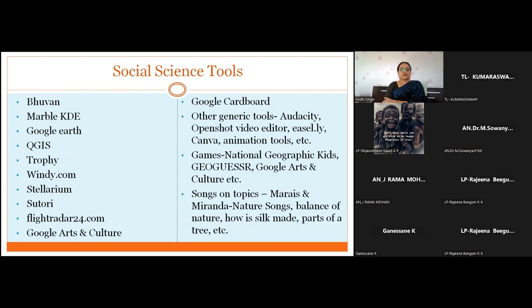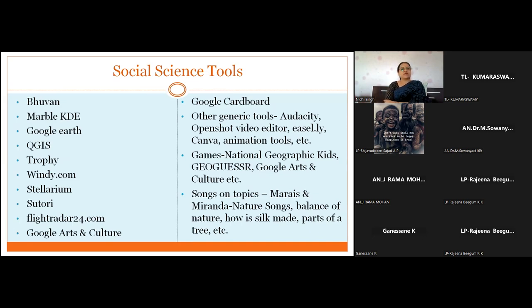They must be having it also. Then the first one is Bhuvan. Bhuvan is an indigenous platform developed by ISRO. And they have lots of information, all the government data released by government on different heads, on different topics is there. You can create a map. You can go through the already created.